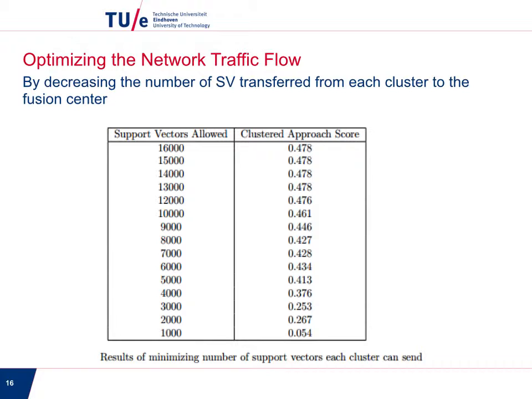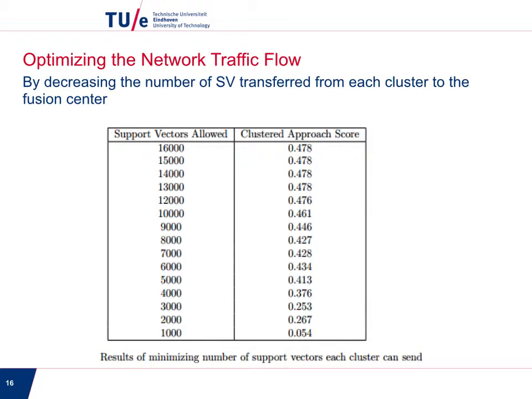So now let's conduct an experiment where the support vector traffic is decreased and the performance of the model is then evaluated. So we have the dataset with 32,000 entries, half of which are used for training. So we begin by allowing the support vectors sent from each cluster to be 16,000. This means that a maximum of 16,000 support vectors are allowed to be sent from each cluster to the fusion center.